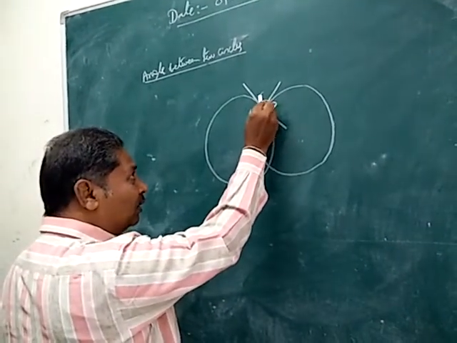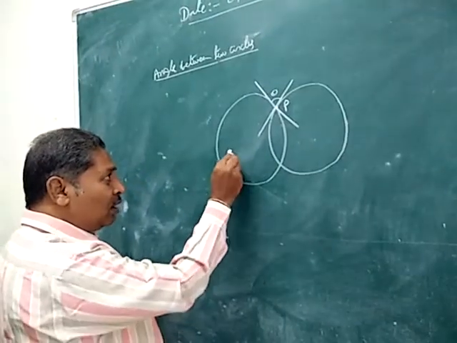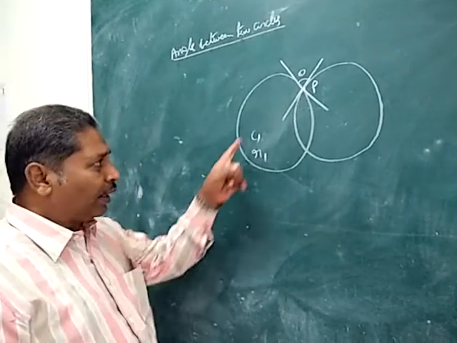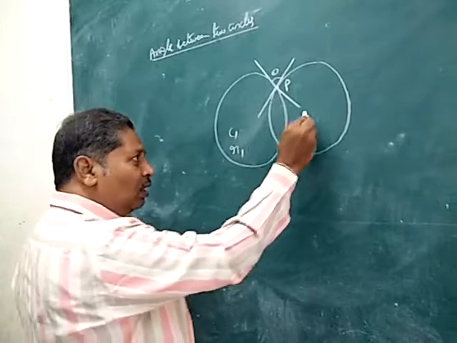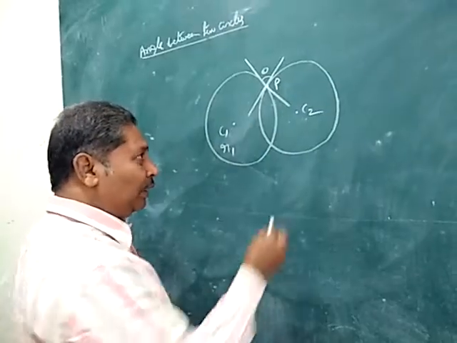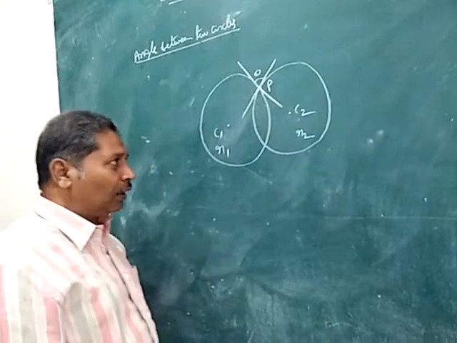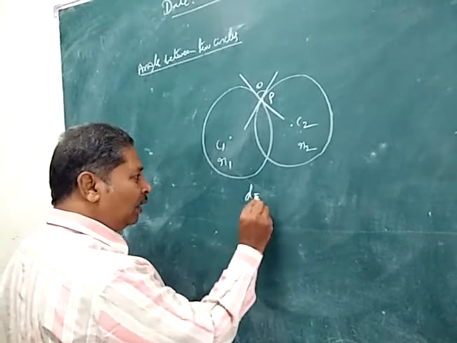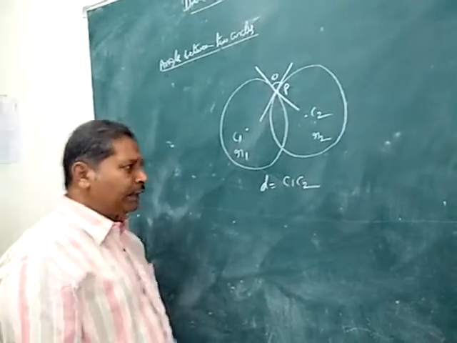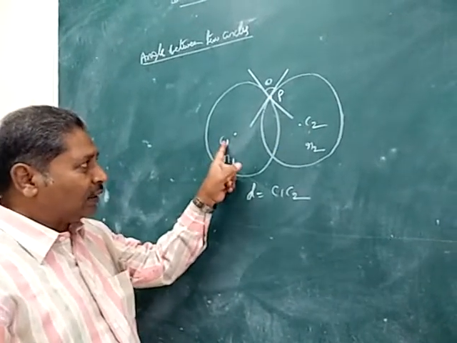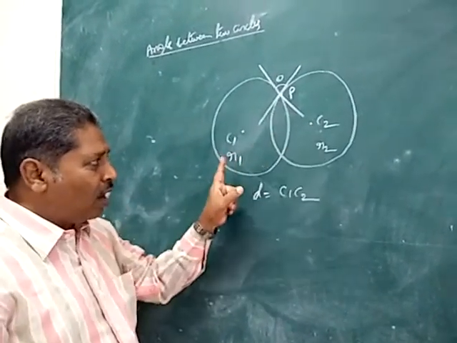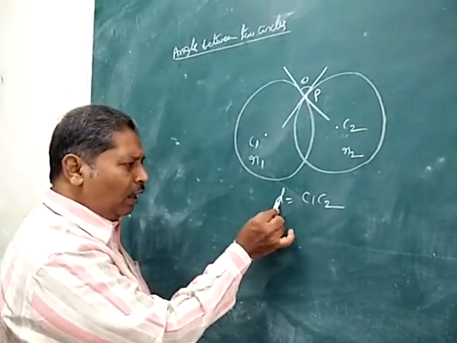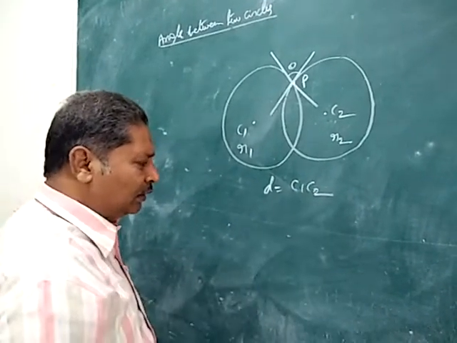Let it be theta. Let C1 be the center and R1 be the radius of the first circle, C2 the center and R2 the radius of the second circle. Let D equal the distance between the centers. C1, C2 are the centers, R1, R2 are the radii of the two circles, and D is the distance between the centers.